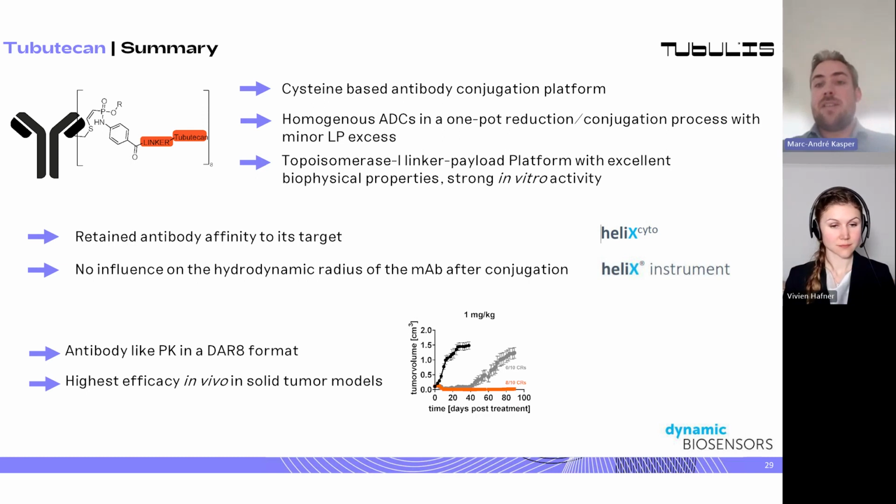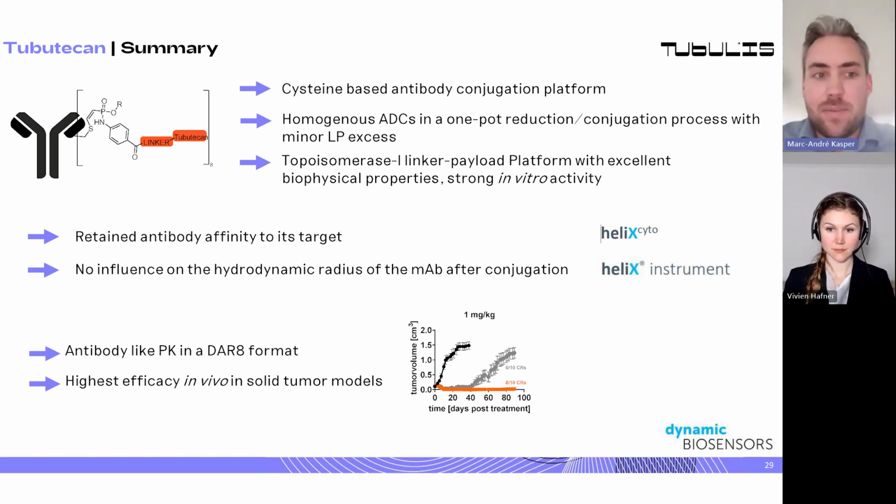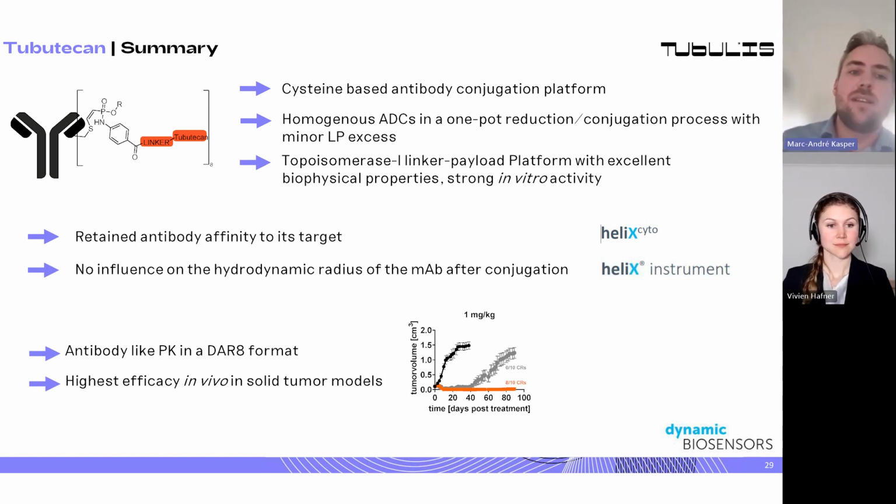With the help of dynamic biosensors and the Helix, we were able to show that we have a retained antibody affinity to its target, even though we modify it. We do not have any influence on the hydrodynamic radius after the MAP conjugation, which is good for tumor penetration. And our tubotecan platform enables us to get highly loaded DAR8 conjugates, with a very good in vivo efficacy, directly compared to an improved medication based on the same antibody and a very similar payload.